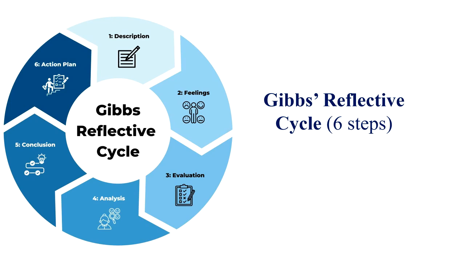Here you can see Gibbs reflective cycle, a model developed in 1988 that remains one of the most widely used frameworks for reflection. It presents 6 clear steps. On the next slide, we will walk through these steps in detail using the reflection template.